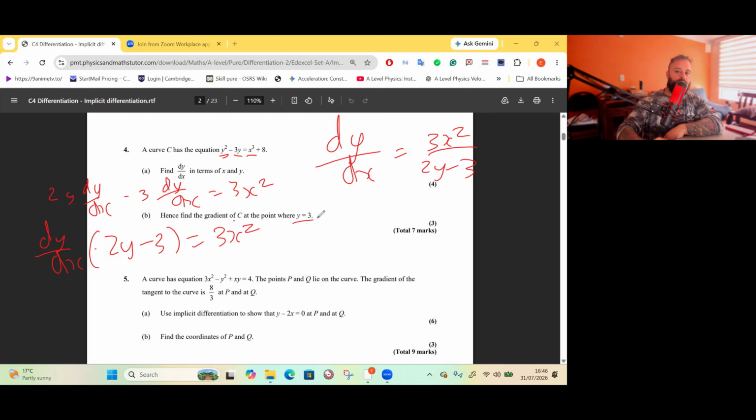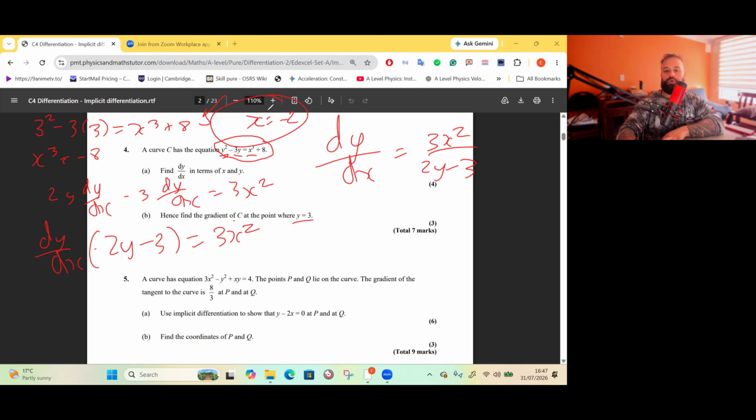Find out the gradient when the y coordinate is the number 3. Well, we need to find out what the x coordinate is. So we'll use this equation right there, and we'll substitute the number 3 wherever the y is. So we get something that looks like that. So x cubed, if you rearrange it, is equal to minus 8. So x is equal to minus 2.